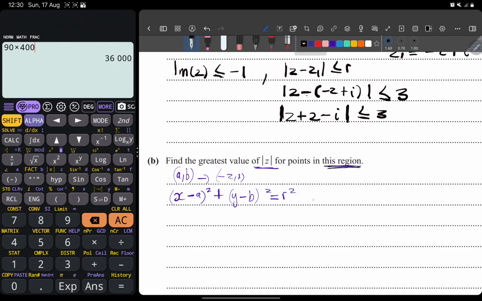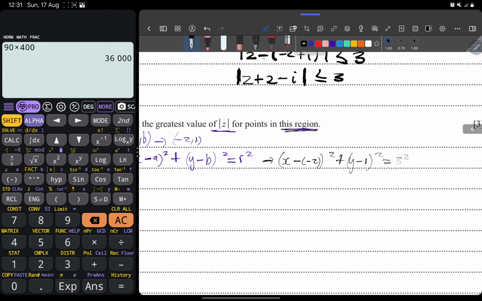So I'm going to say x minus, my a is negative 2, so x minus negative 2, and I will square that, plus y minus b, which is y minus 1 squared, is equal to r squared, which is 3 squared. Can you see this, class? Now, minus negative 2 becomes plus. So it becomes (x plus 2) all squared plus (y minus 1) all squared is equal to 9. This is what I have.